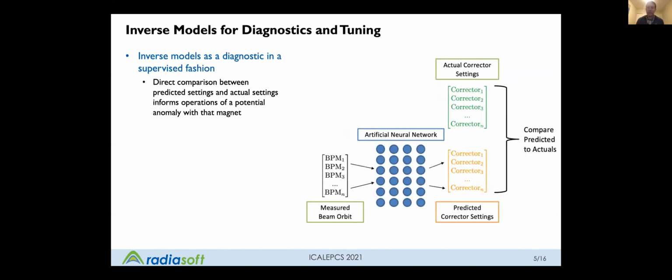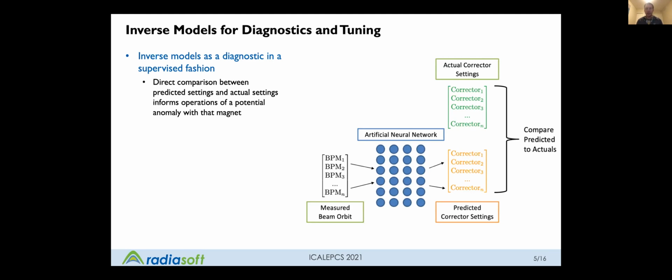The other thing that we've been using inverse models for more recently is for anomaly detection as a diagnostic tool. And here, this is more of an unsupervised method. In this case, you have a set of BPM readings and you have a set of correctors. Again, the BPM corrector relationship is known. Then you use the inverse model, given a set of input BPMs, to predict the correctors, and then compare that to the actuals that you see on the machine.